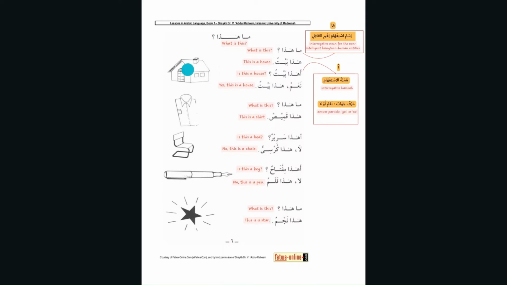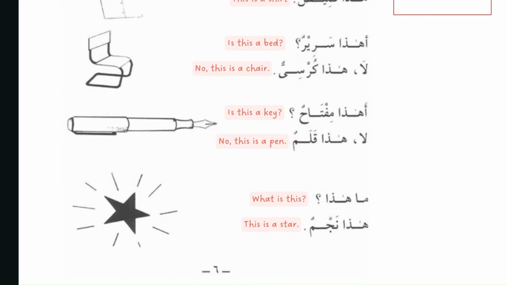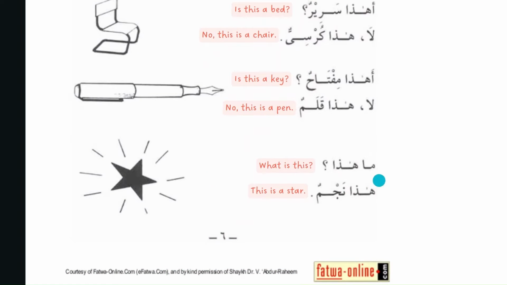Look at this image. Ma hadha. The answer is Haadhaa Baytun. This is a house. Next object. Ma hadha. What is this? Haadhaa Qamisun. This is a shirt. Ma hadha. What is this? Haadhaa Najmun. This is a star.